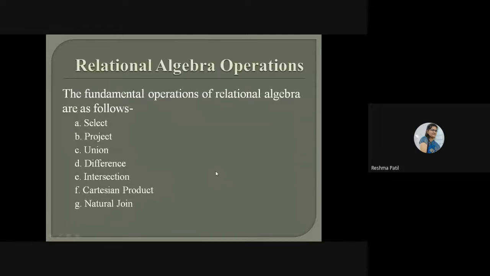The fundamental operations of relational algebra are as follows. These operations we can perform on relational algebra. First operation is select, then project, union, difference, intersection, Cartesian product, natural join. So these are the operations we are going to use in relational algebra.